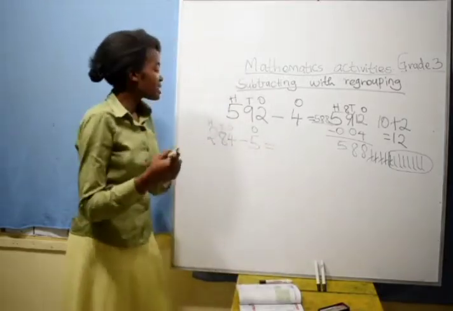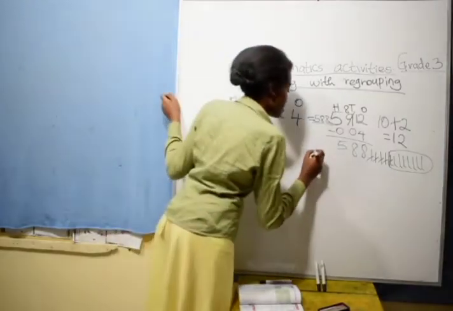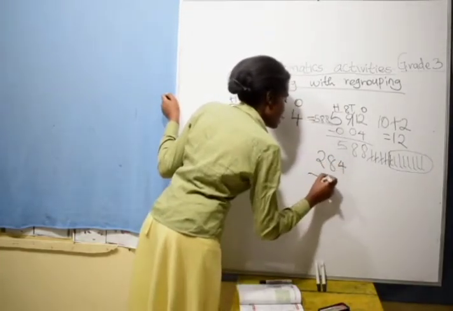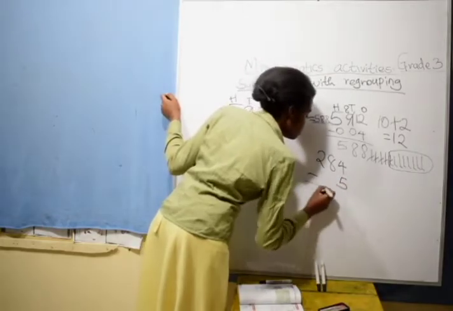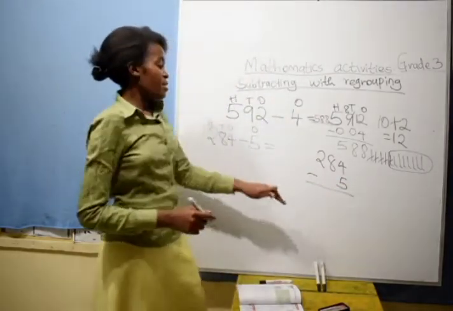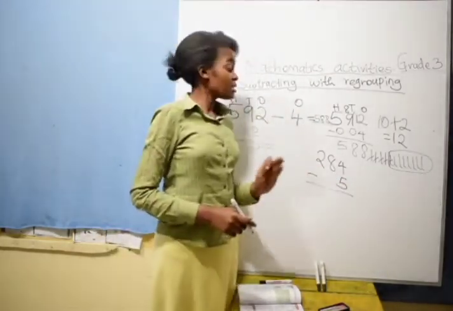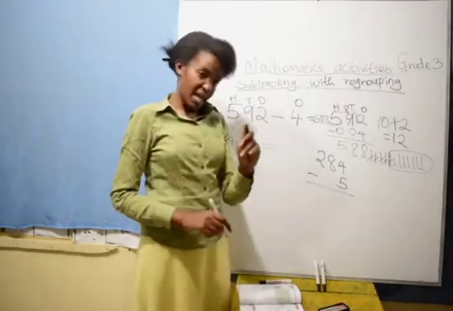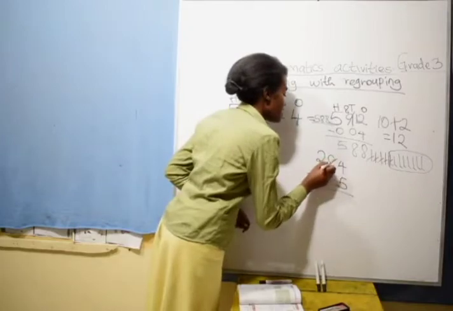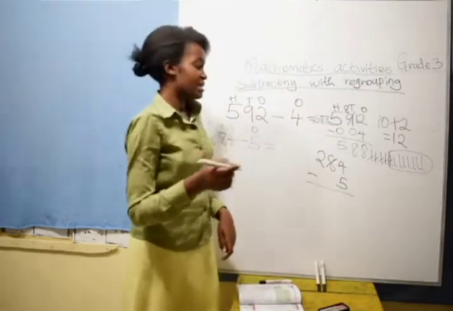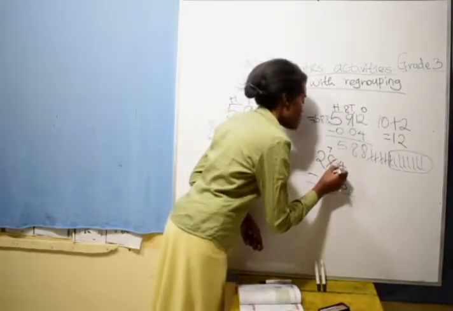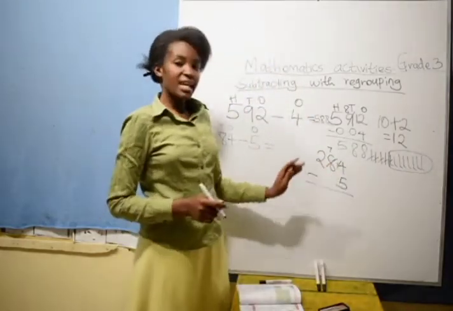Now, let us start. We will write it in a simpler manner. 284, we are taking away 5. Now, 4 take away 5 is impossible. Now we are going to borrow from 8. Here it will remain how many? 7. Good, it will remain 7. Now here we'll be having 14. 14 take away 5.